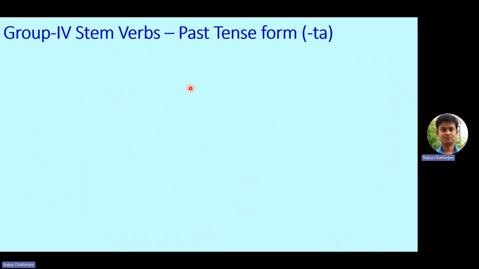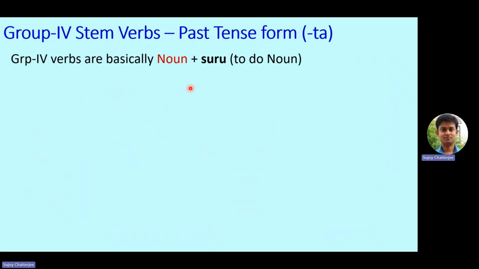And finally, we have the group 4 stem verbs, past tense form. This should be straightforward because group 4 verbs are nothing but adding a noun in front of suru. That means to do the noun. A noun word is a word in English that can be used both as a noun and a verb. For example, study. Study can be used as a noun, and it can also express the verb to study. So benkyo suru means to study. Here benkyo is the noun and suru is the suffixing verb. That means to do study.